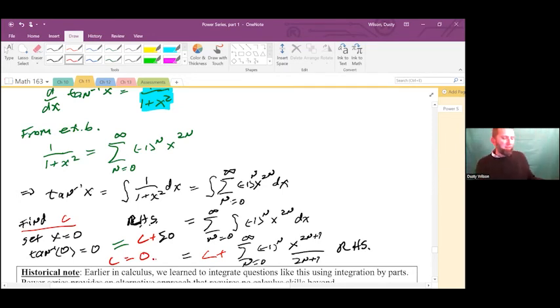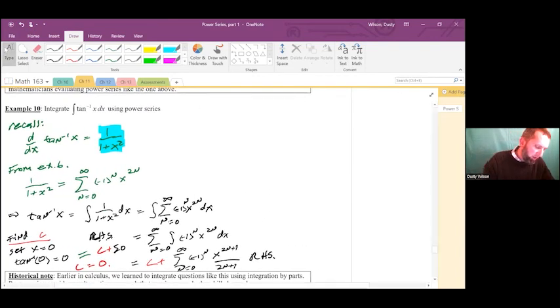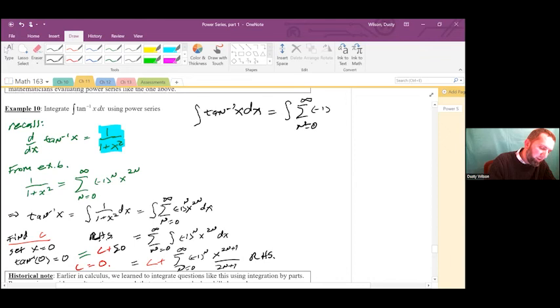So we're not done yet. All we have shown so far is that the integral of the arctangent of x dx, which is the question we're trying to answer, would be the same thing as trying to find the integral of the sum from n equals 0 to infinity of -1 to the n, x to the 2n plus 1 over 2n plus 1 dx. And so you might say, where is that coming from?